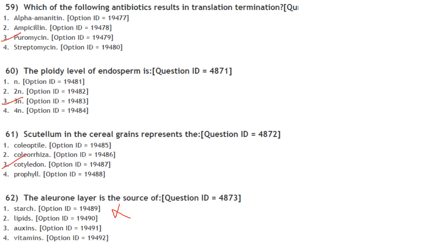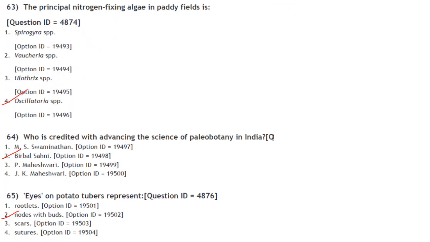Option 3. Scutellum in the cereal grain represents cotyledon. The aleurone layer is a source of... that question was dropped. Okay, this question was dropped by the university. The principal nitrogen fixing algae in paddy field is Oscillatoria. Who is credited with advancing the science of paleobotany in India? So it was Birbal Sahni. Answer is option 2. Eyes on potato tubers represent nodes with buds.